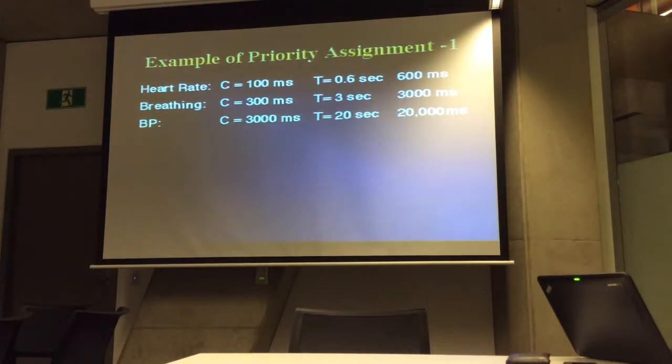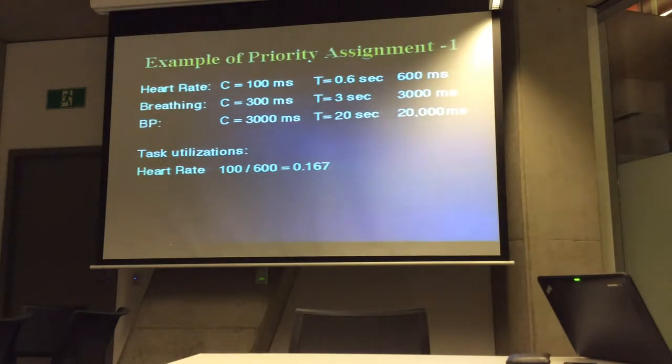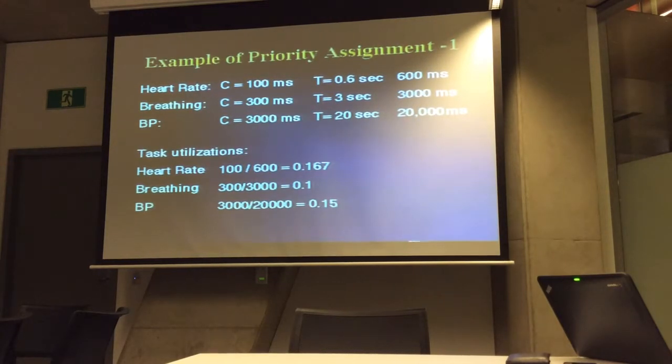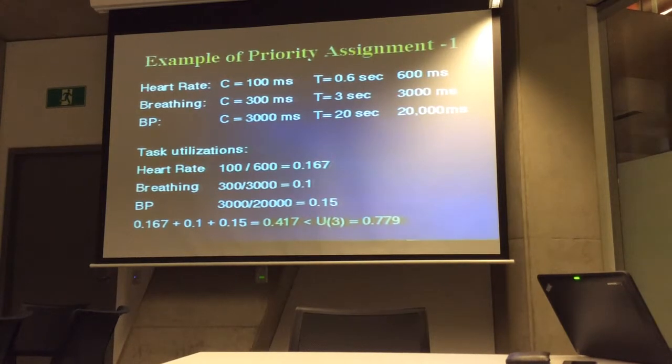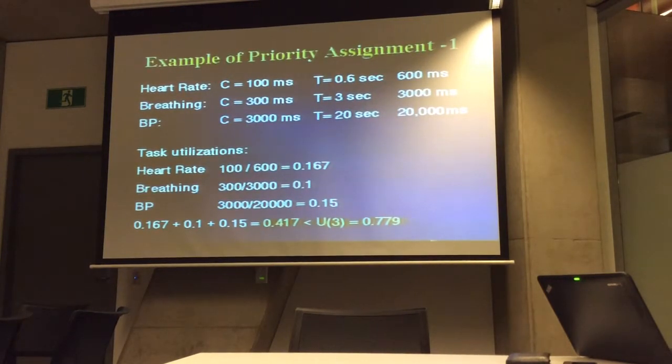Given those numbers, the heart rate utilization is 100 divided by 600, or 0.167. The CPU utilization for breathing is 300 divided by 3,000, which is 0.1. And the blood pressure is 3,000 divided by 20,000, which is 0.15. If these were the only tasks, what would the total utilization be? 0.167 plus 0.1 plus 0.15 is equal to 0.417, which is less than U of 3. Piece of cake, right? After all, the upper bound is 77.9%, and we're only using 41%.